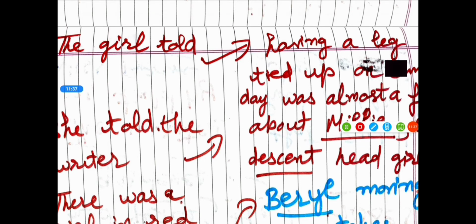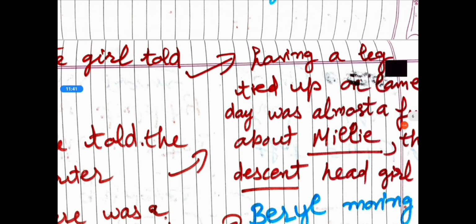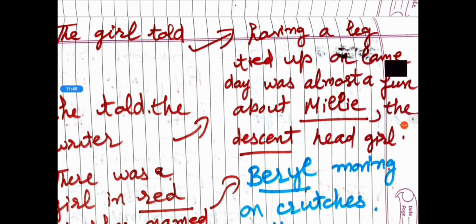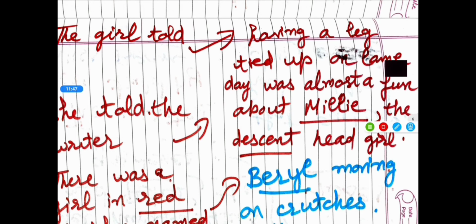Having a leg tied on lame day. Now the girl told the author about the experience of the lame day, because each child has to play different roles. They have to play lame and blind and deaf. They have to play roles on lame day, dumb day, and the blind day.